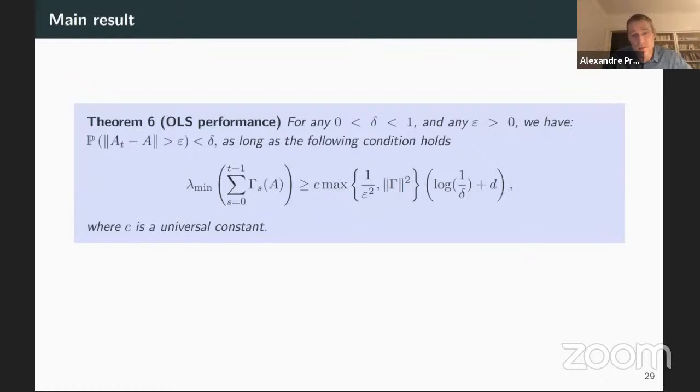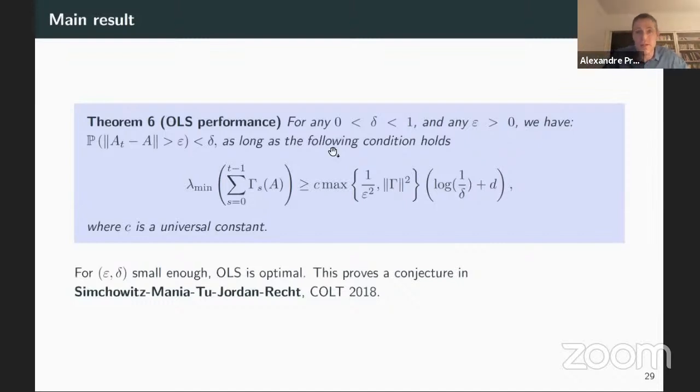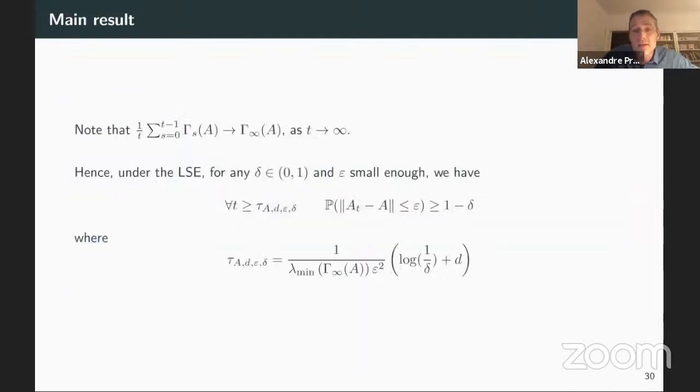So that's the result for the least square estimator performance. You see that if this condition is valid, then the algorithm is epsilon delta PAC, the least square estimator is epsilon delta PAC. And this is almost what we have in the lower bound, except for this additional D that I was mentioning earlier. Okay, so this result was actually conjectured by Simchowitz, Mania, Tu, Jordan, and Recht in their paper. But what was possible to do is to prove it using a concentration result on the covariates matrix.